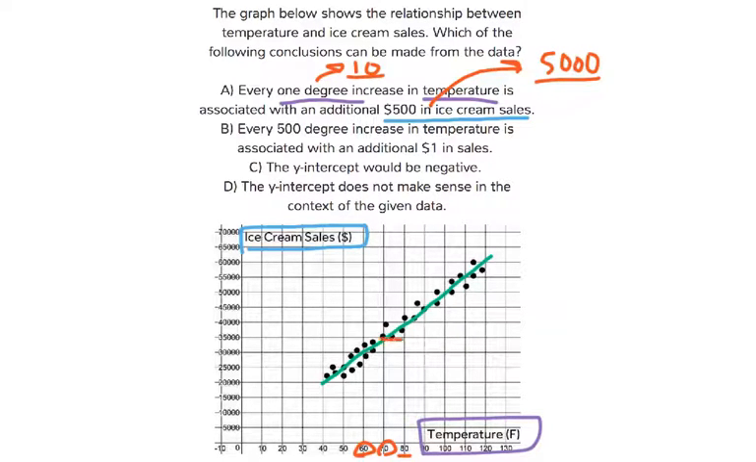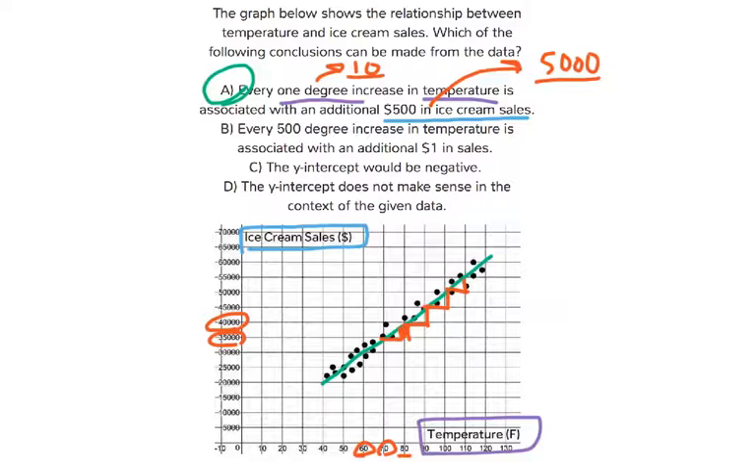If I go over 10 degrees here, I go up about 1 unit, and each of these units is from 35,000 to 40,000, that's 5,000. So I go over 10 degrees and up 5,000, so I did increase by 5,000. If I increase the temperature again by 10, I again increase 5,000 in ice cream sales. If I increase the temperature again by 10, I increase another 5,000 in sales, and so forth. So it does look like option A is correct.